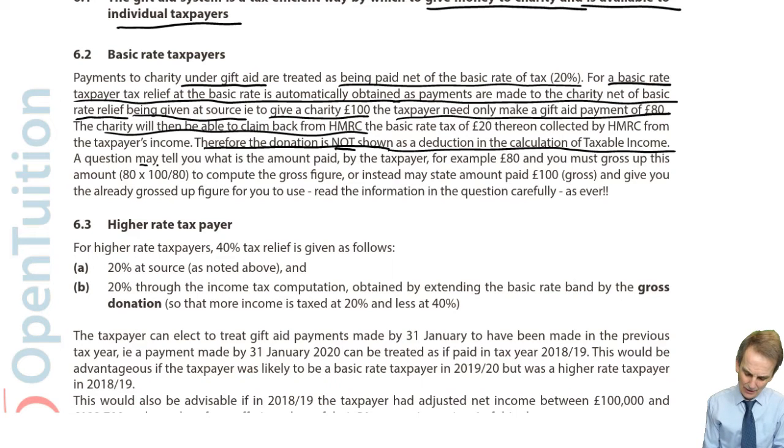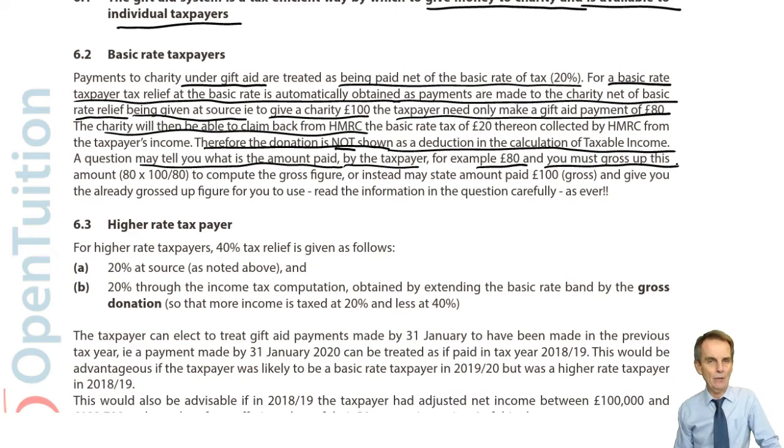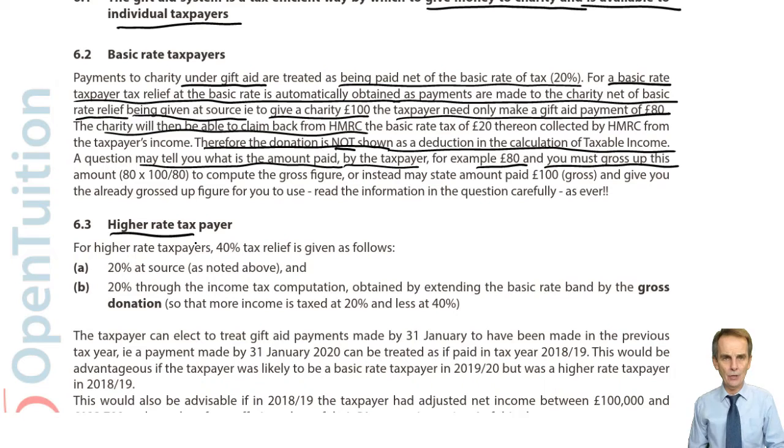A question may tell you what is the amount paid by the taxpayer, for example, as we've just said, £80. And therefore, you must establish what that gross figure is. Remember, in calculating adjusted net income, if you had to do that, then we needed the gross Gift Aid payment. We're also going to see that those gross Gift Aid or gross personal pension contributions are going to be needed for another purpose as well, that is going to directly impact higher rate and additional rate taxpayers on their tax liability. And the notes are coming up on there, as you can see in just a moment's time.